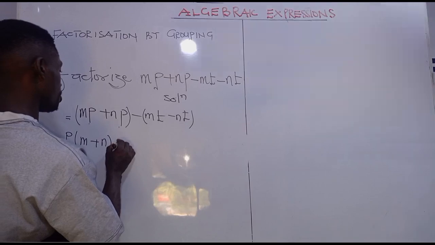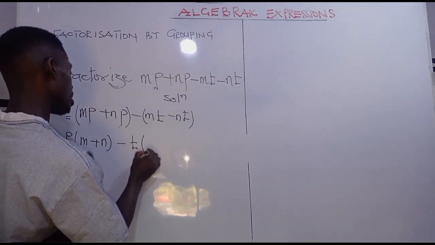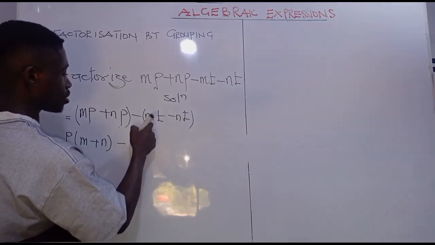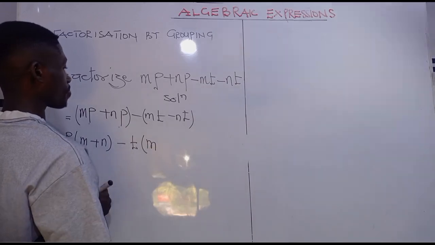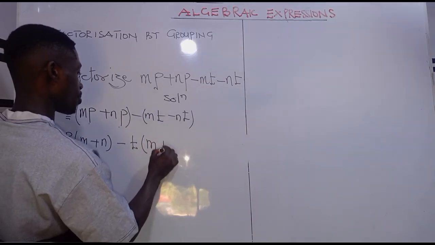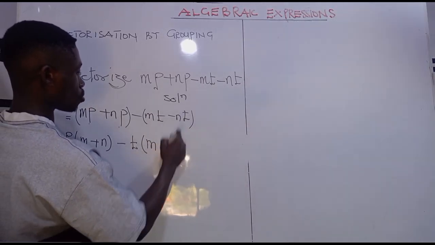Now let's move on to this side. We have T here, we have T here, so we can bring T out and then we keep the rest inside the bracket. So this T is out, we are left with what? M. Now this minus is out, we have what? Positive. Now this T is out, we are left with what? N.